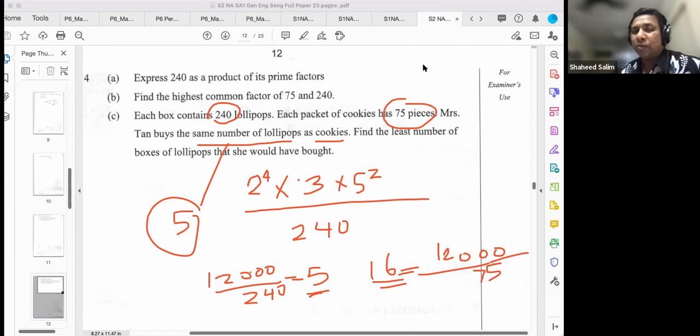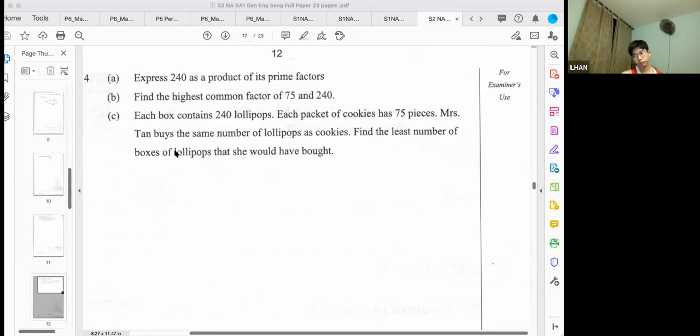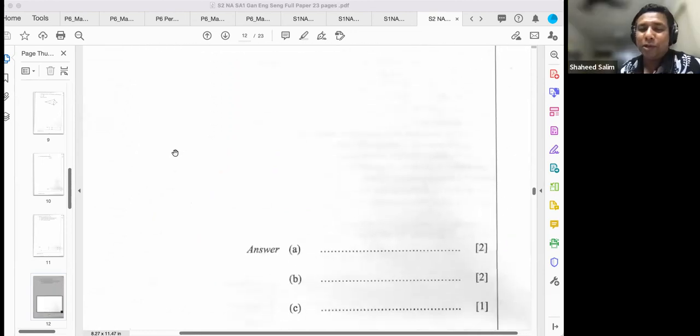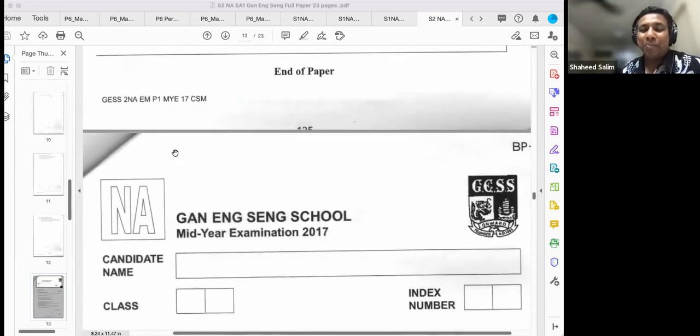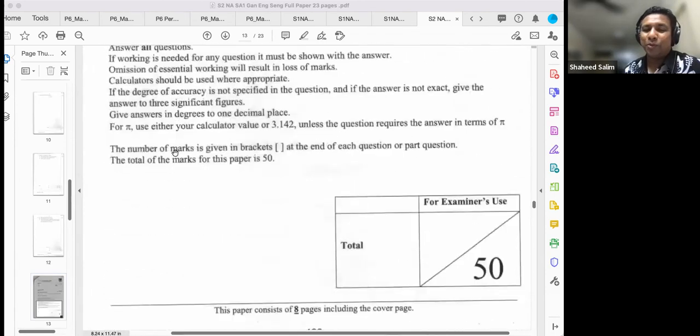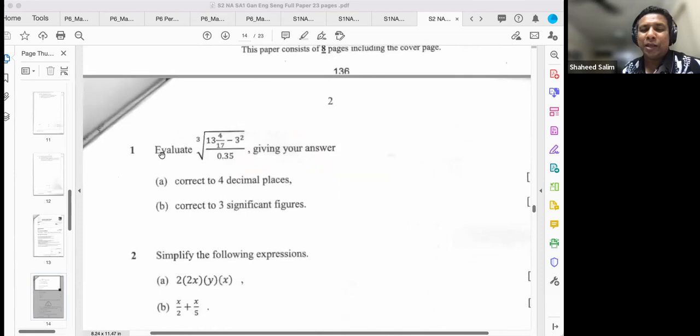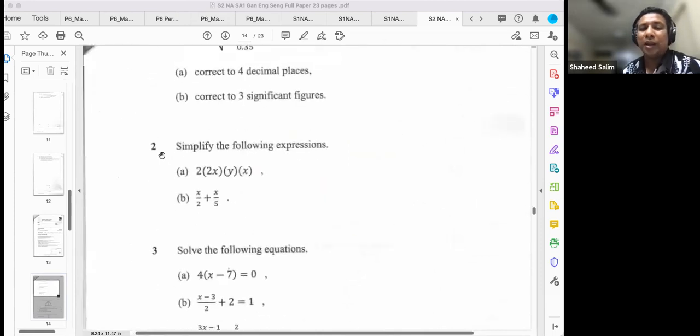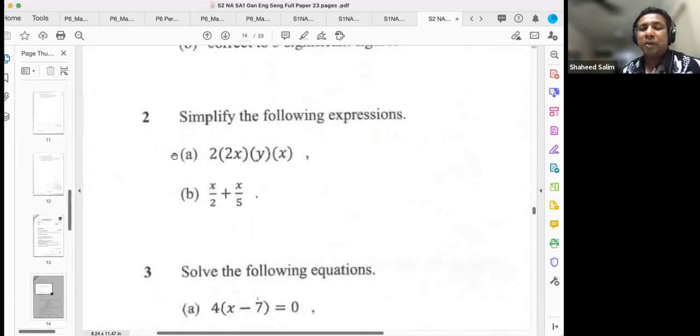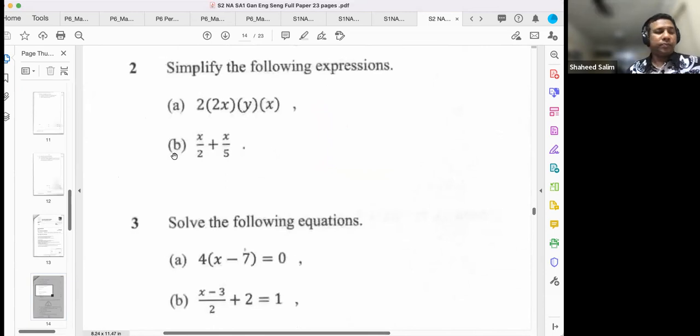Okay, just hold on. Don't worry, you are getting tired already. Inshallah, 20 minutes more. End of paper 1. Now we go to paper 2. Okay, we try number 2. Simplify the expression.